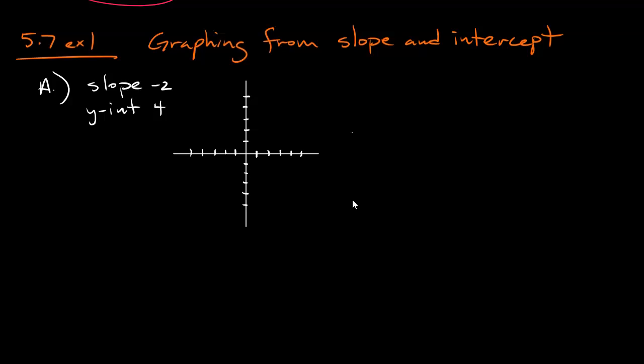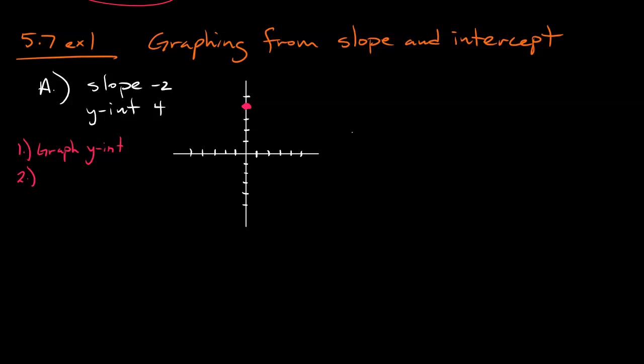So first thing you're going to want to do is put the y-intercept on the graph. So that's always going to be the first thing if this is what you're going from. So our y-intercept was 4, which means it's going to be right there. If you want to label that, you can. You don't have to. I'm just going to leave it off for right now.